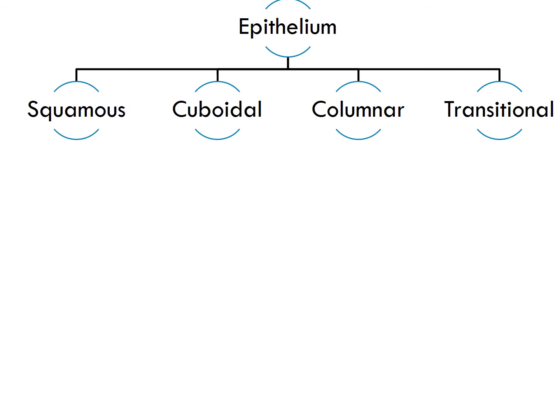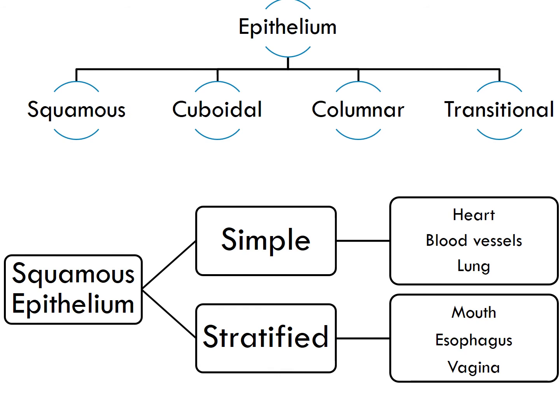Now, squamous epithelium is of majorly two types: simple squamous epithelium and stratified squamous epithelium. Simple squamous epithelium is found in the linings of the heart, blood vessels, lymph vessels, and the lung. However, stratified squamous epithelium is found in the linings of the mouth, esophagus, and the vagina. Please remember, most important, stratified squamous epithelium is found in the esophagus, mouth, and vagina.